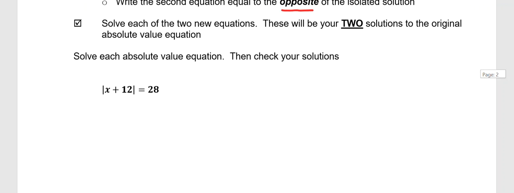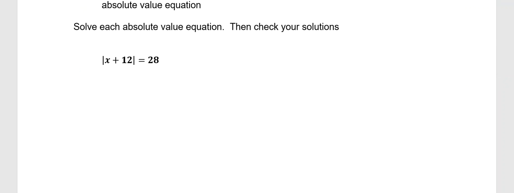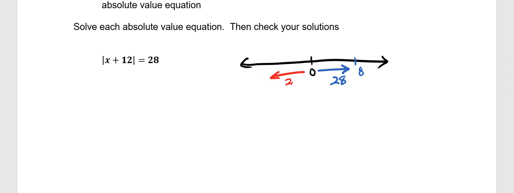So we're going to solve a second equation that's the opposite of that isolated solution. Just to give you a sense of what we're talking about, if we visualize this equation on a number line, here's our number line. We'll mark 0. We know that the absolute value of whatever being equal to 28 means that we're either 28 to the right, so a positive 28, or we're potentially 28 to the left, so we're at negative 28.